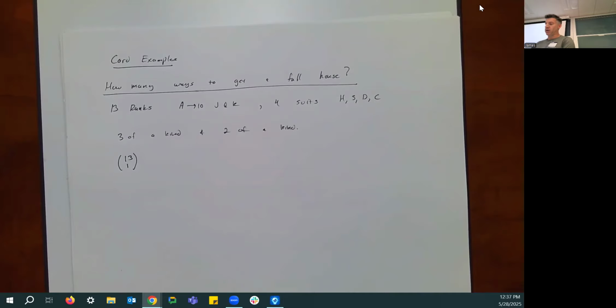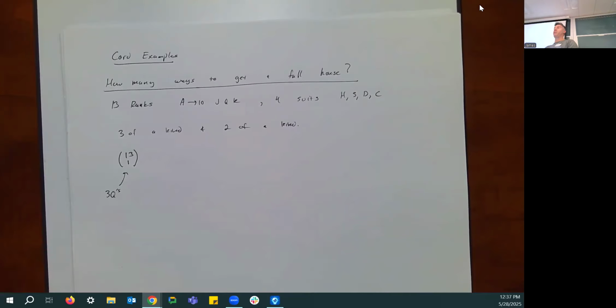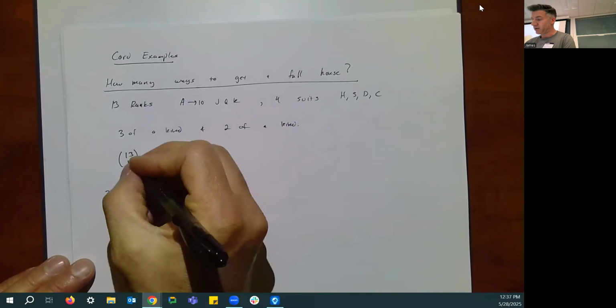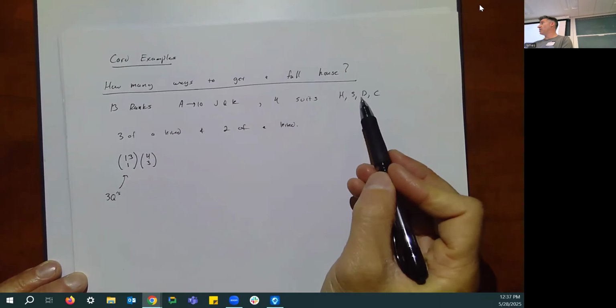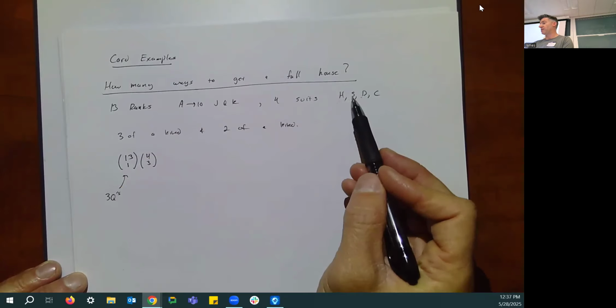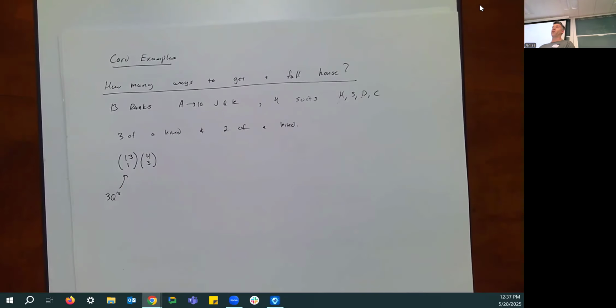So let's pretend we're picking, say, three queens. To pick three queens, there are 4 choose 3 ways we could do that. We could pick hearts, spades, and diamonds, or hearts, spades, and clubs, or spades, diamonds, and clubs, or whatever the other one is that I can't think of right now. So there are 4 choose 3 ways of picking three of those queens.